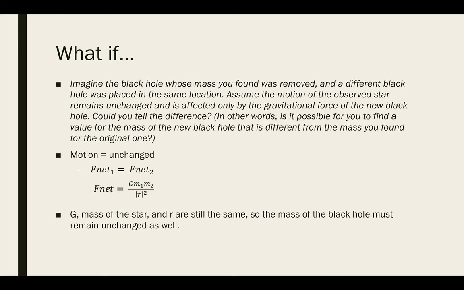Next, we were asked if it's possible for us to find a value for the mass of a new black hole that is different from the mass you found for the original one. So the answer is no, because like the question states, the motion of the observed star remains unchanged. So if the motion of the star is unchanged, that means the same quantitative amount of force is acting on it. So for the same amount of force to be acting on it, we already know that the constant g, the mass of the star, and the radius are still the same. So the mass of the black hole must remain unchanged as well for the net force and the motion, therefore, to be unchanged.